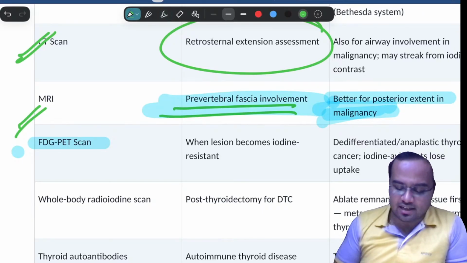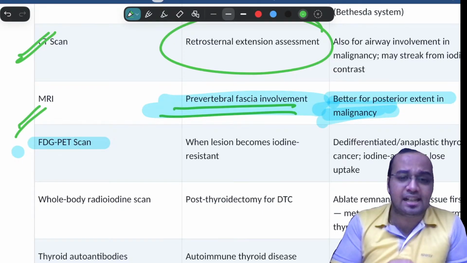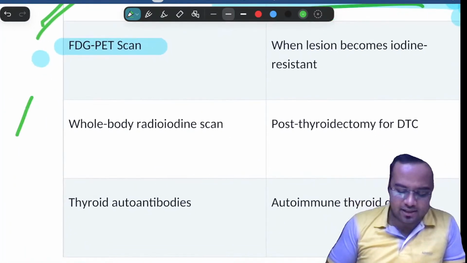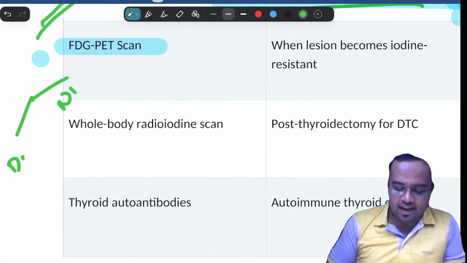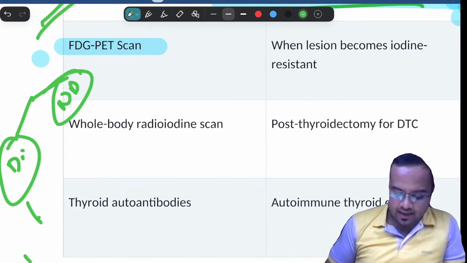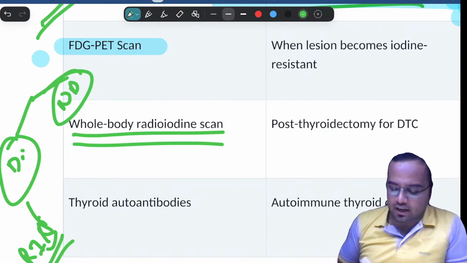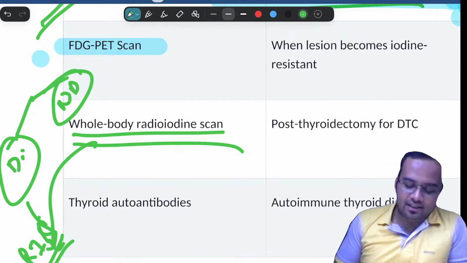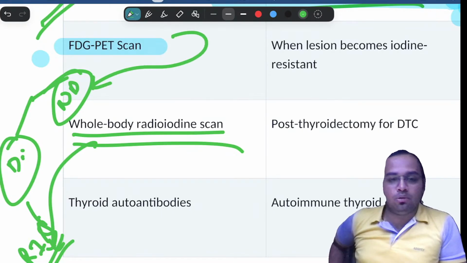So, which investigation is important for differentiated cancers? When we are talking about malignancy, malignancy can be divided into differentiated and non-differentiated. So differentiated के लिए रेडियो आयोडीन स्कैन करना पड़ता है. So whole body radio iodine scan, it is important for differentiated swellings. When it is non-differentiated swellings, PET scan का रोल उधर आ जाता है.